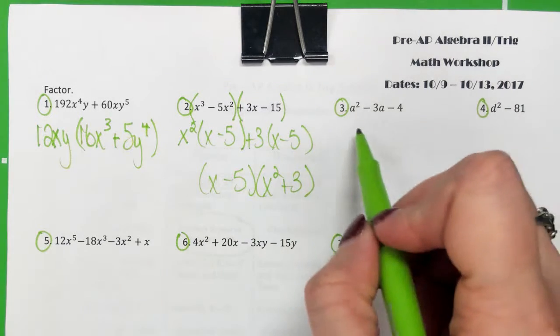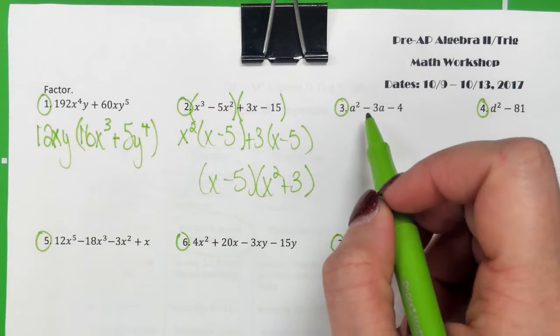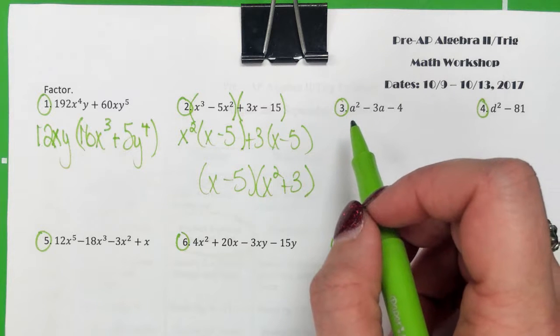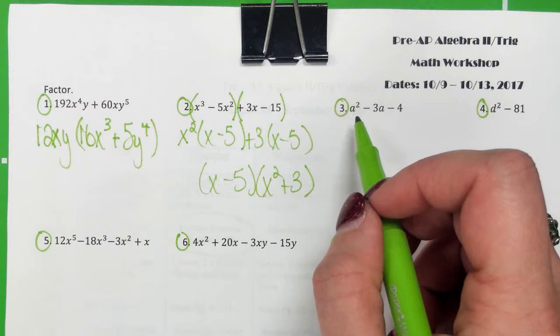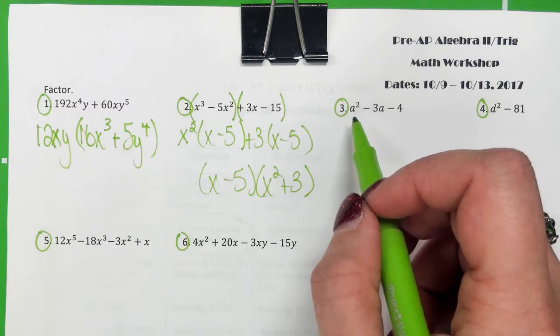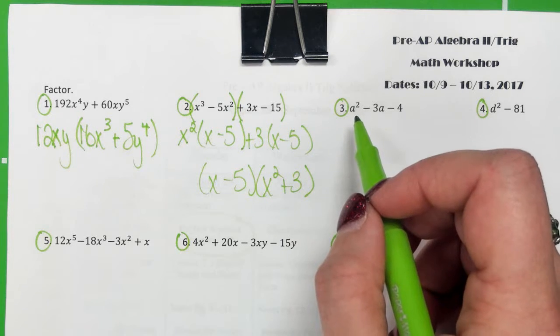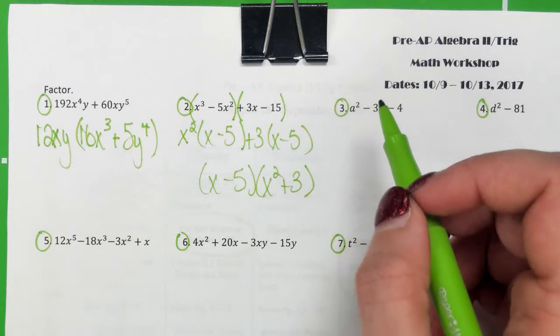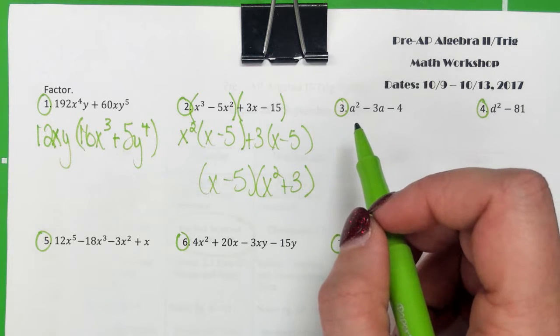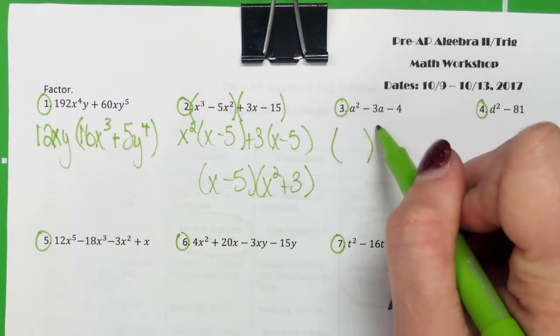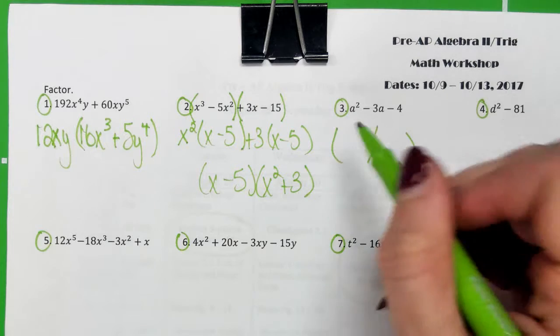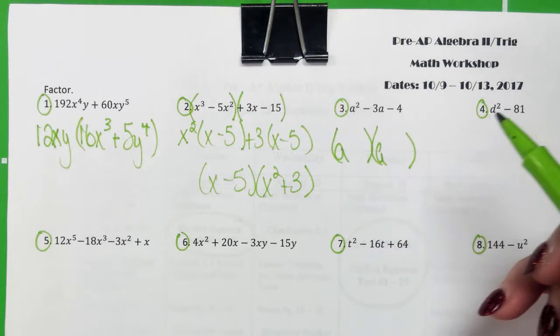Alright, what about number 3? This one has 3 terms. But why am I going to work this one differently than number 1 or 2? What's different about this? It has 3 terms. What you saying, Harrison? You don't know? Reverse spoiling. So tell me what I would do. A and A. Yeah, but what do I have to do before I do all that?